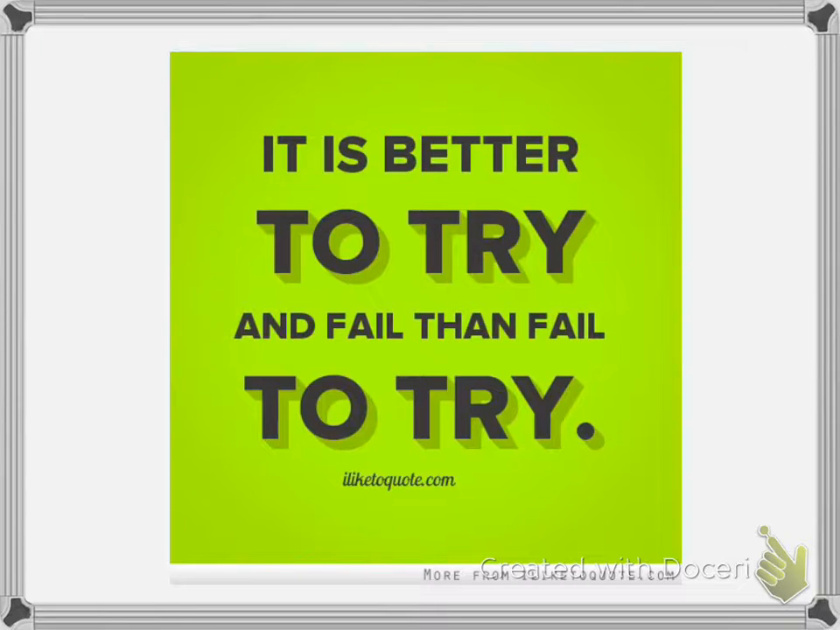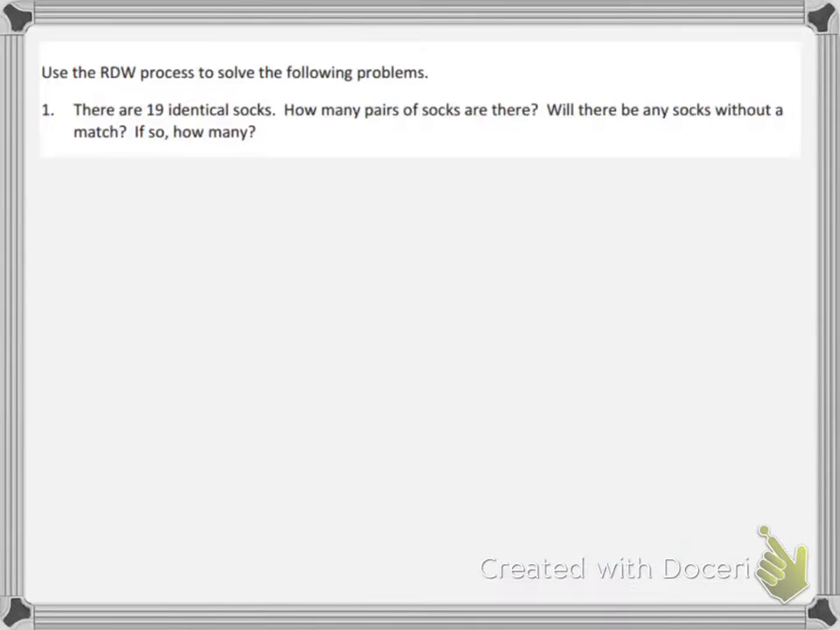All right. It's better to try and fail than fail to try. So let's give it your best shot. To help you with this next one, use the RDW process to help solve. There are 19 identical socks. How many pairs of socks are there? Will there be any socks without a match? If so, how many? Remember, you're probably looking for the other number that you could use to divide by. Well, remember what a pair is. A pair means 2.